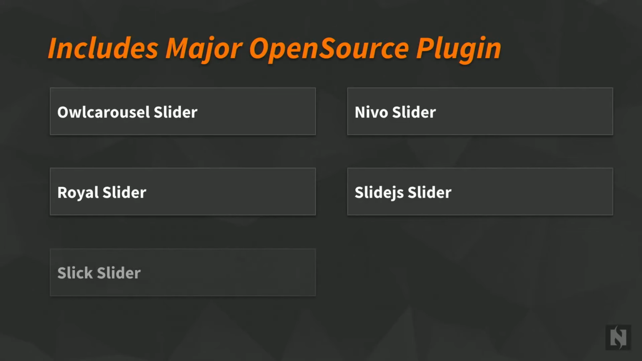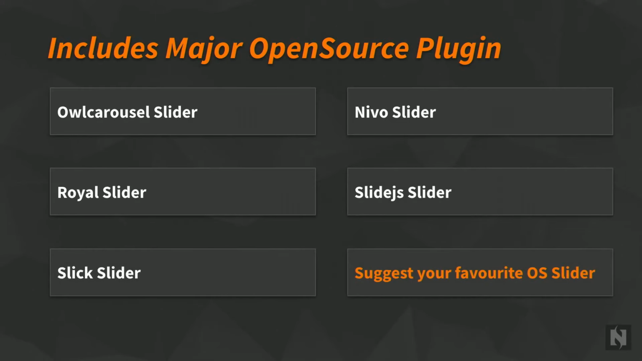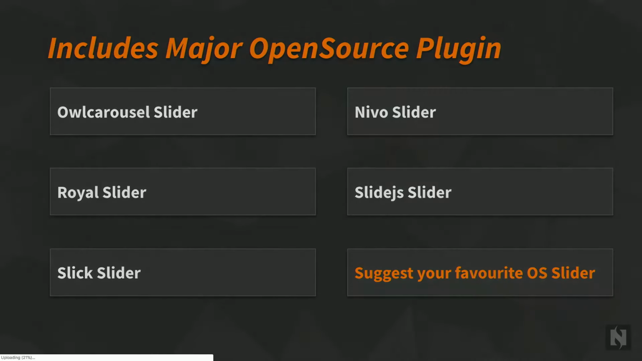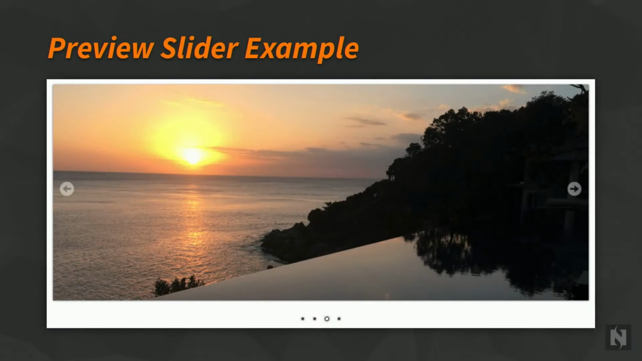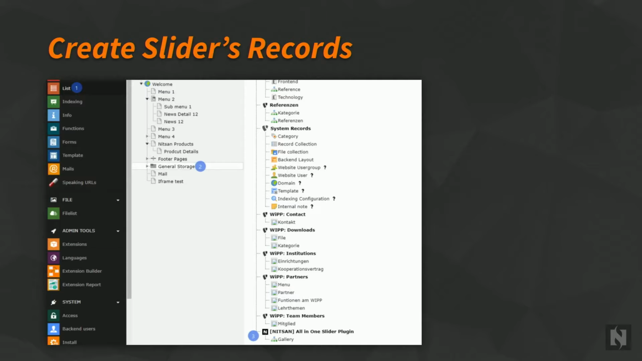We have tried to include major open source plugins like Nivo Slider, Royal Slider, Slide.js, Sleek Slider, and of course, feel free to suggest if you want to add your favorite one. We will try to integrate it. So here's an example. In the backend, we have developed the whole plugin record-based. Instead of going with the core image element, you just insert the records from the gallery.